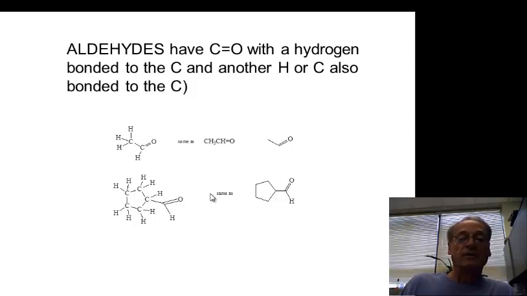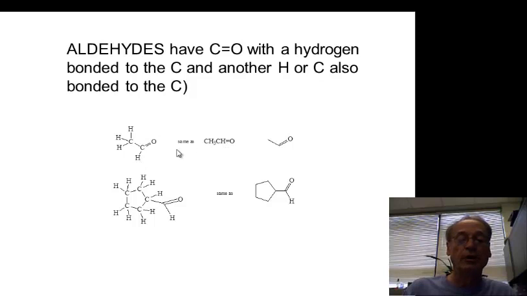There's another class of compounds, aldehydes. Aldehydes have a C double bond O with a hydrogen attached to the carbon, and then another hydrogen or carbon also bonded to the C double bond O carbon. So notice that this carbon has a C double bond O, also has a hydrogen attached, which makes it an aldehyde, and also has another carbon attached. But at least one of these 2 groups attached to the C double bond O is a hydrogen. Therefore, this is an aldehyde.